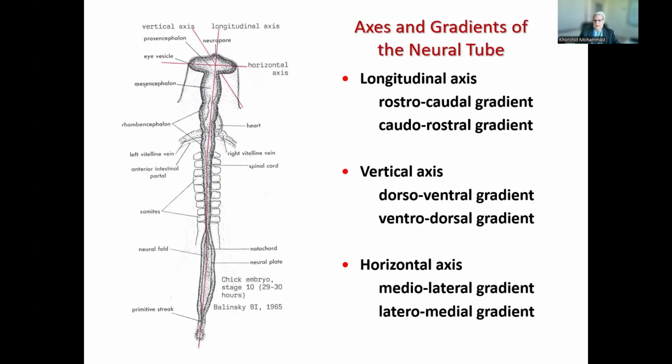In the longitudinal axis, for example, you have a rostrocaudal gradient, but you also have a caudorostral gradient that may be affected and affect only structures at the posterior end of the neural tube rather than at the rostral end of it. And you have similarly dorsal and ventral gradients of the vertical axis, and you have mediolateral and lateromedial gradients of the horizontal axis.